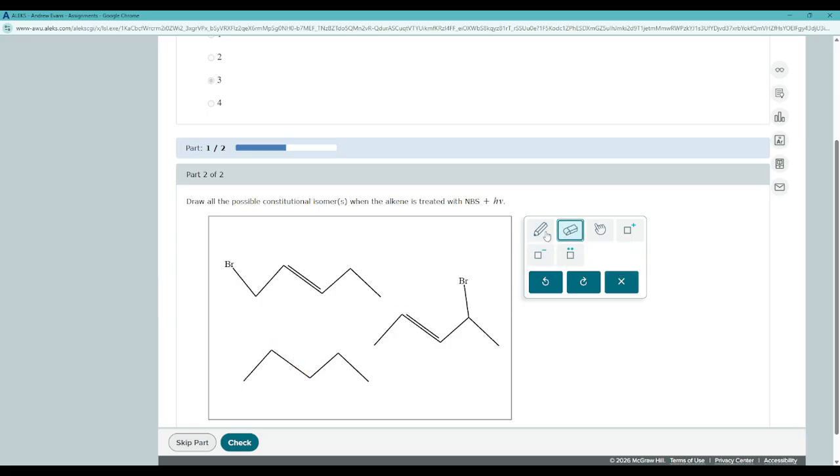However, if I'm adding to the primary position and I allow resonance to occur, I can add to here, and suddenly we get a different product. Right?